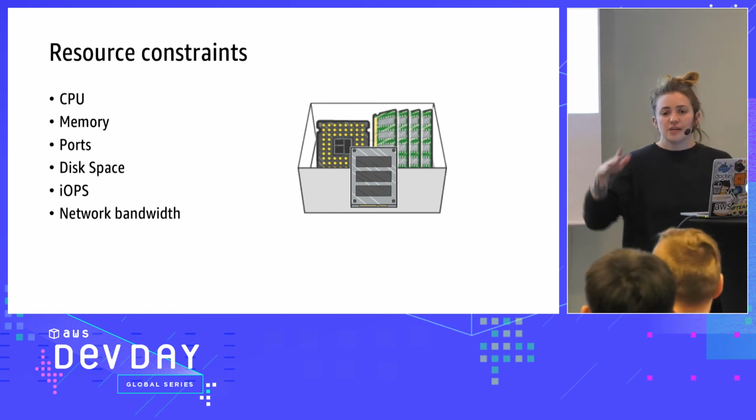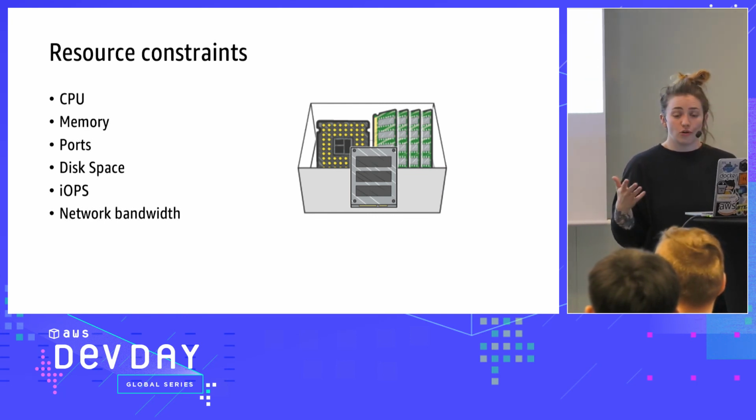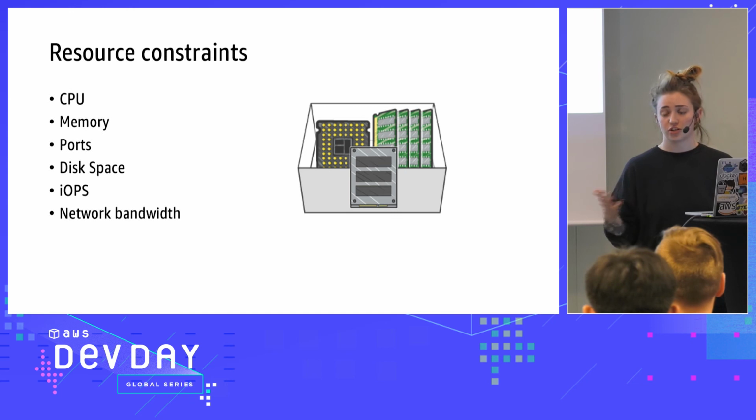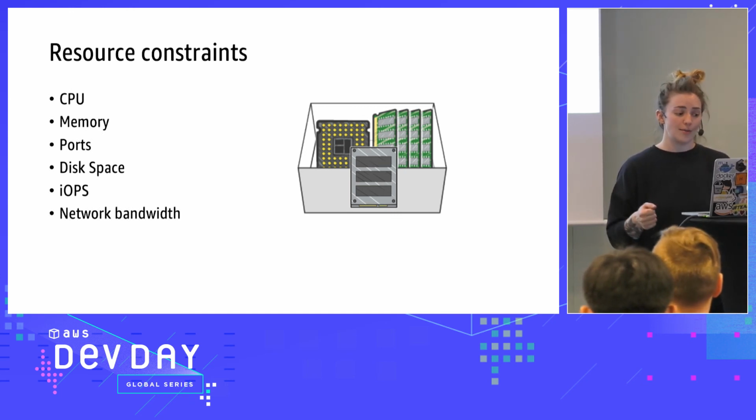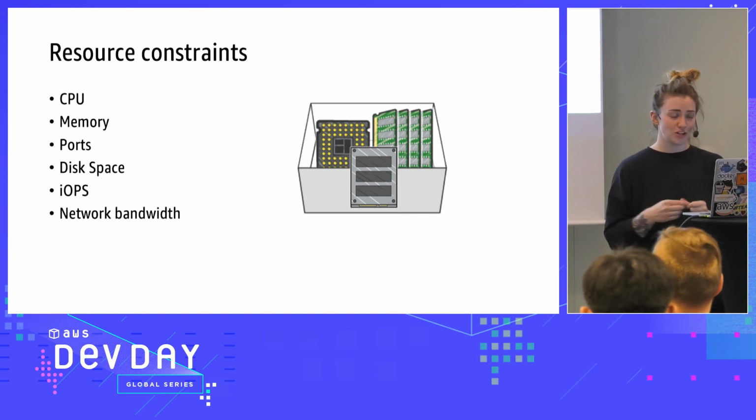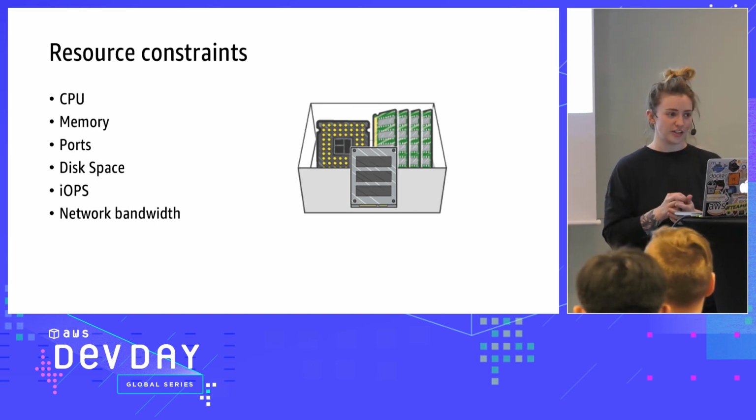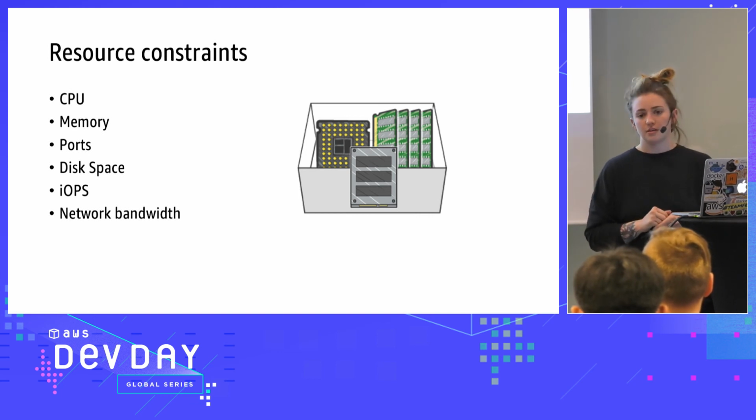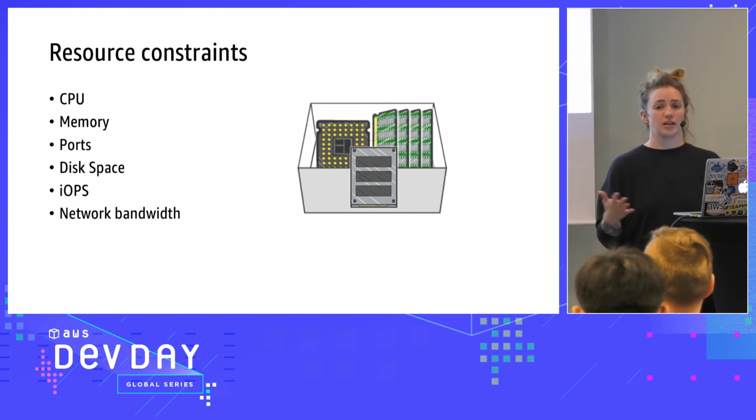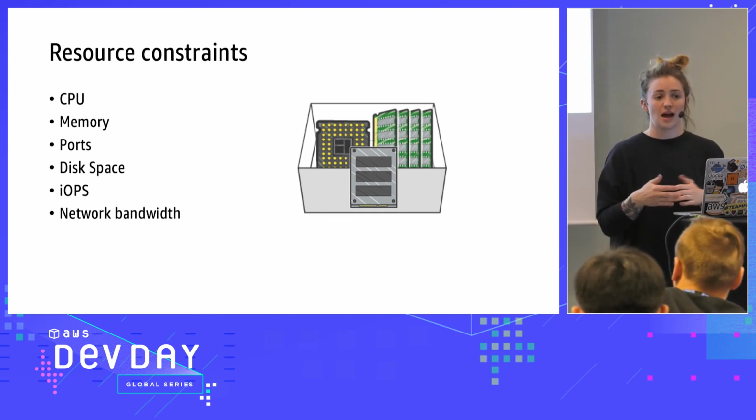So I've been talking about CPU and memory and ports all day because I love a good port conversation. Obviously, there are other resource constraints, so there are more than are on this page. Disk space is another one, which is always really exciting because Docker has very strange behavior when it runs out of disk space. IOPS, network bandwidth. These are all constraints that are both tracked by the resource manager and that you have to respect.